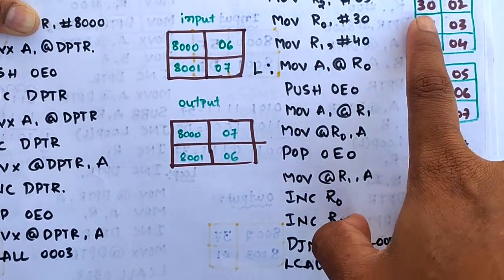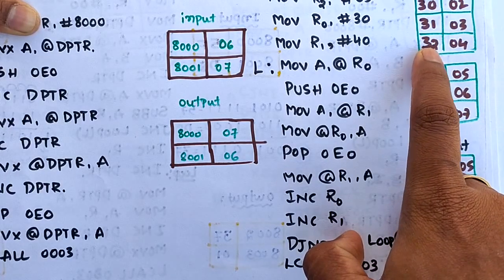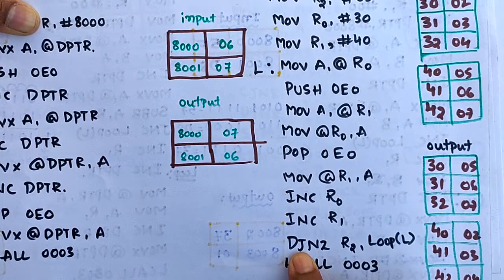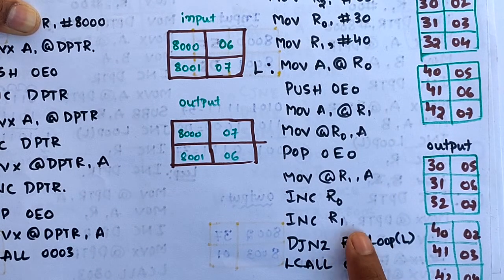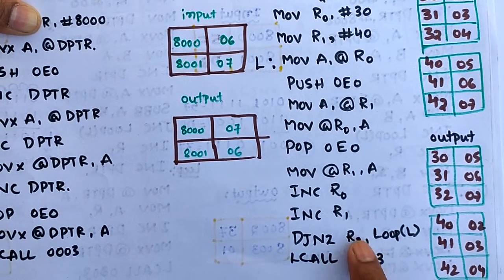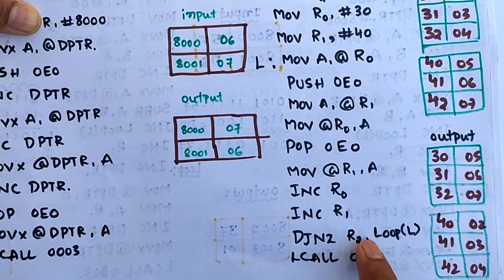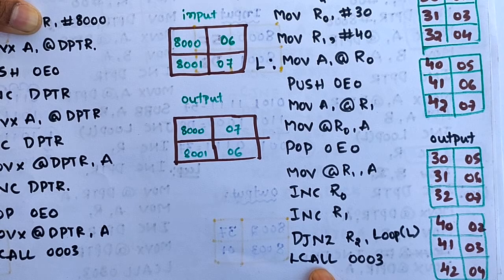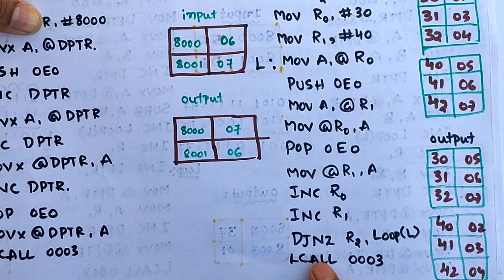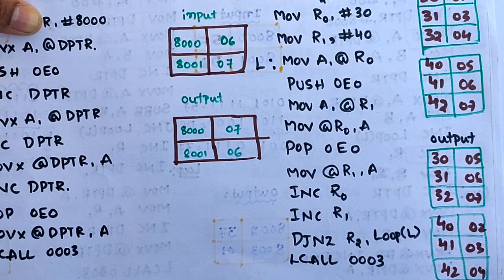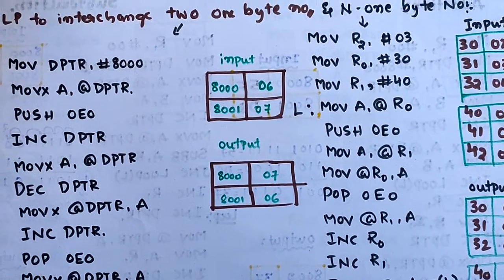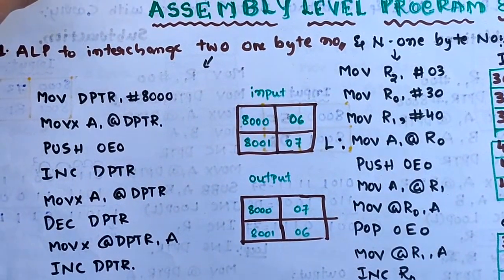3 times means 30, 31, 32 locations will be covered. So after this program, decrement jump if not 0. When the R2 value gets 0, it will exit from the main program. So this is the program logic for interchanging n 8-bit numbers or n 1-byte numbers.